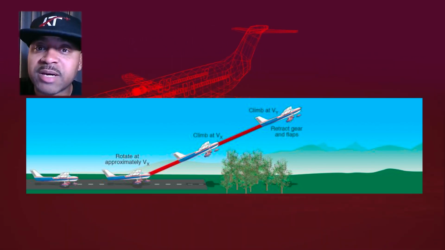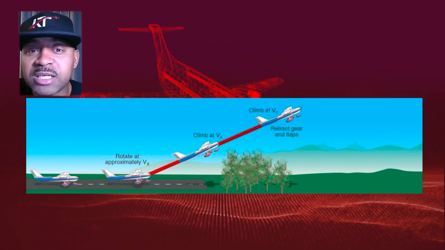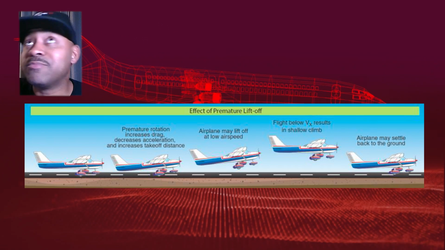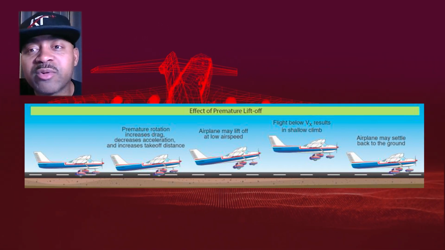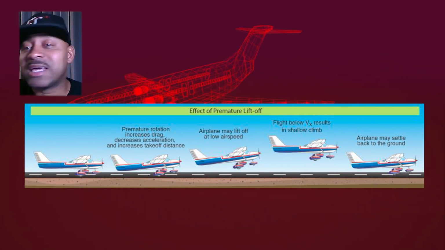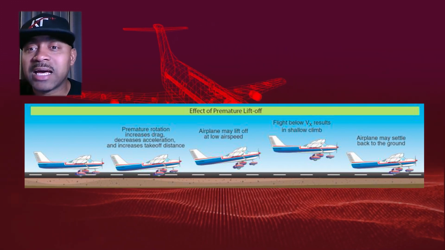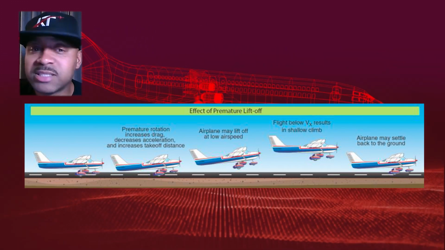Now, this is kind of what I talked about. If you have a premature liftoff where you lift off actually below VR while you're in the ground effect, you may lift off the ground, but once you get above the ground effect, the airplane will realize that it cannot maintain its climb at the speed that you rotated at, and it'll settle back down.